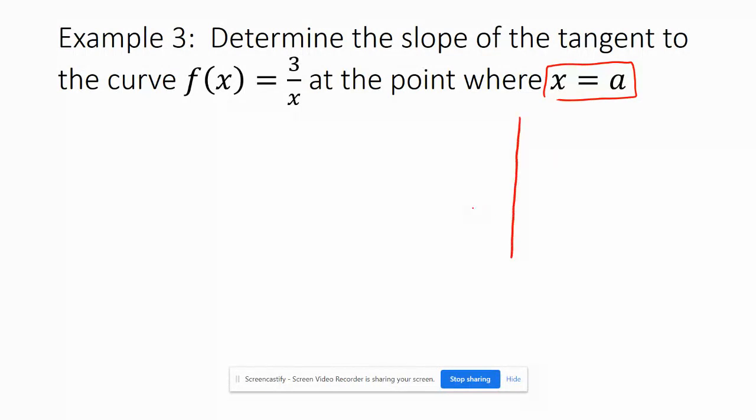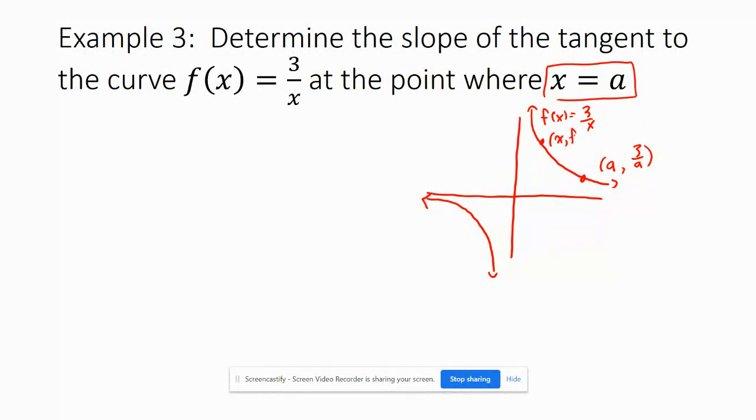I'm going to do a quick little sketch. This graph is a hyperbola. We studied this in our rational functions unit in Math 30. This is f of x equals 3 over x. Now I'm going to take this point over here and call it (a, 3 over a). Again, this is some random point. It could be here, it could be up here, it could be anywhere on the graph. Depending on whatever x value I have, this is going to be the corresponding point on this graph. Now I'm going to take this point over here and call it (x, f of x).